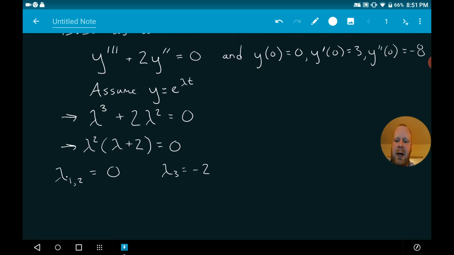And now instead of having just a y1 and y2 to associate with our lambda 1 and lambda 2, now we have y1 could be e to the 0t, so that's just 1. y2 is going to be, so it can't be e to the 0t because that's already 1 and that's going to be repeated, so we just multiply it by t. And then y3 is going to be associated with this one, so that's e to the negative 2t.